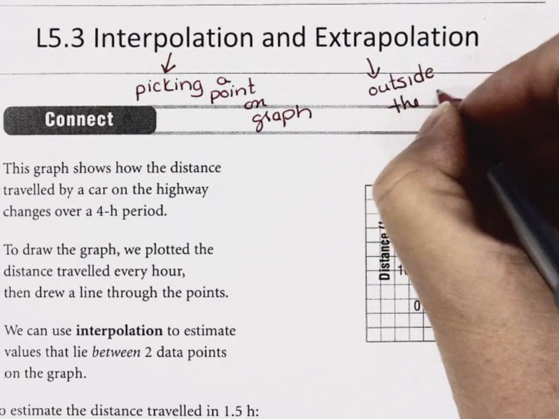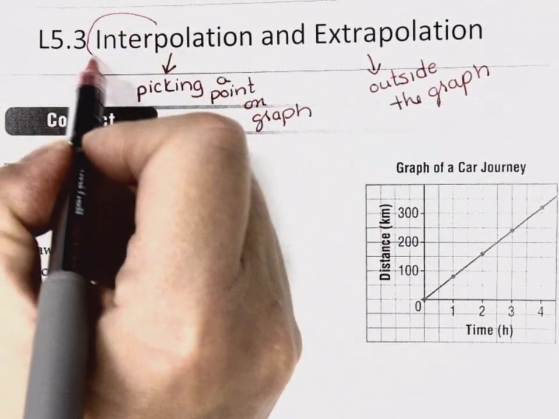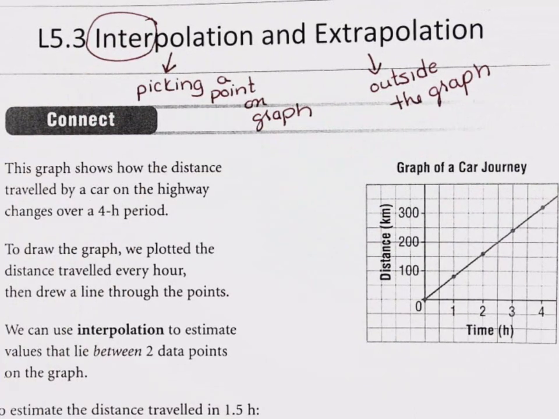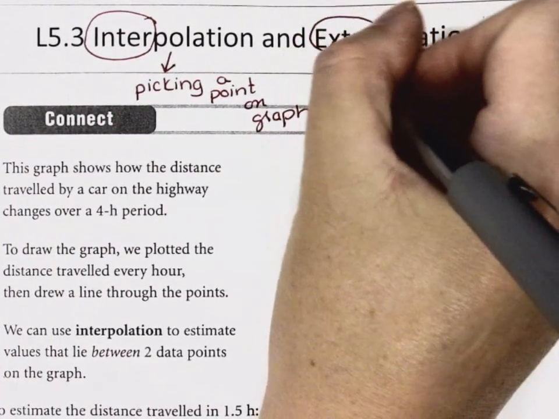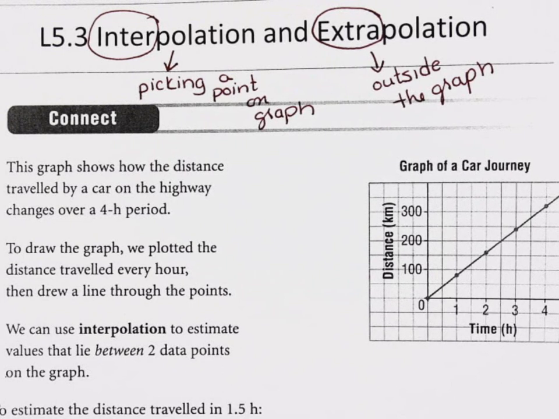Outside the graph. So inside, extra, outside. So interpolate, we're picking a point somewhere on the graph that we're given. Extrapolate means we're going to make a prediction off the graph. Like we kind of did that with our table of values when we found the pattern and we kept going. It wasn't a number in the table, but we were able to figure out what it would be.